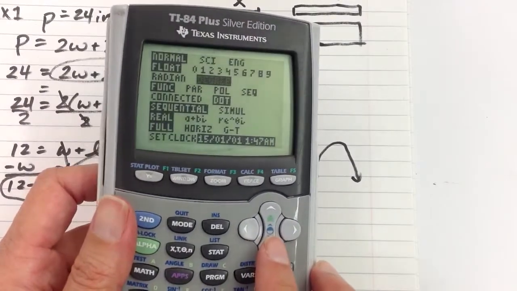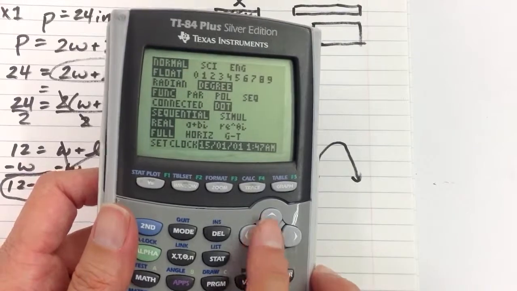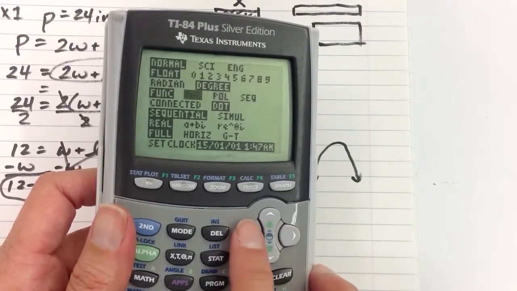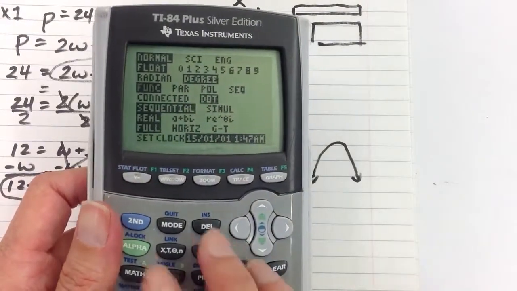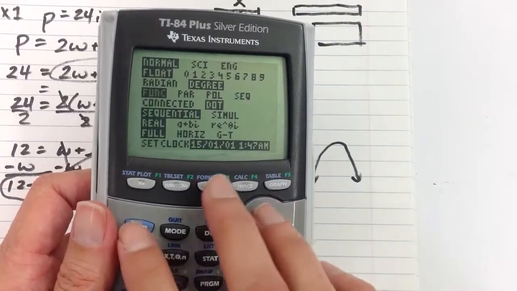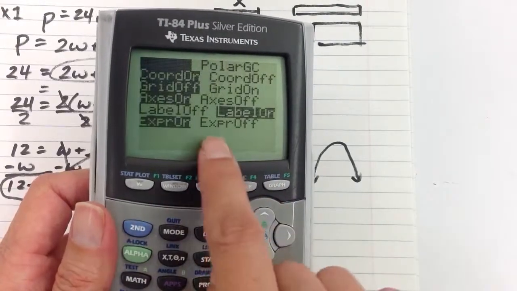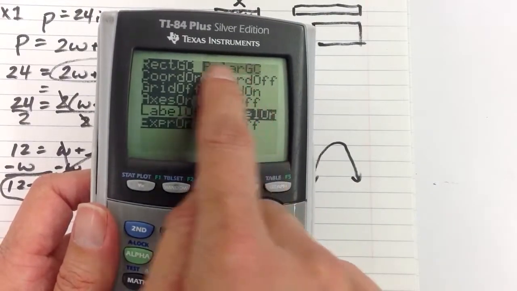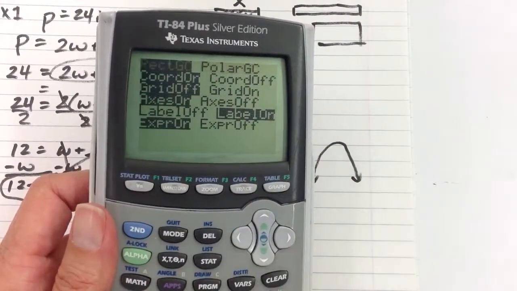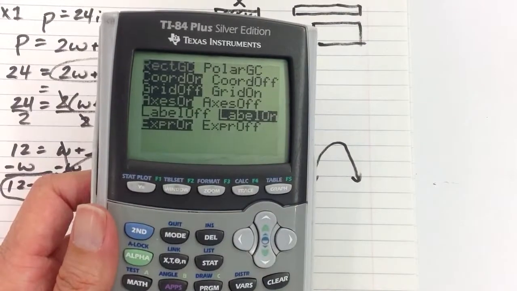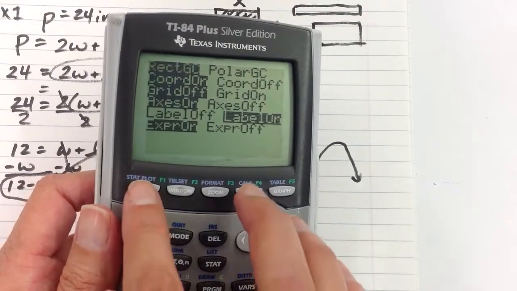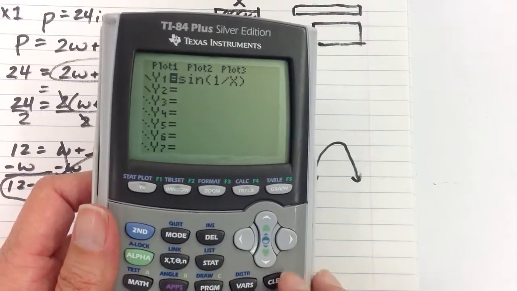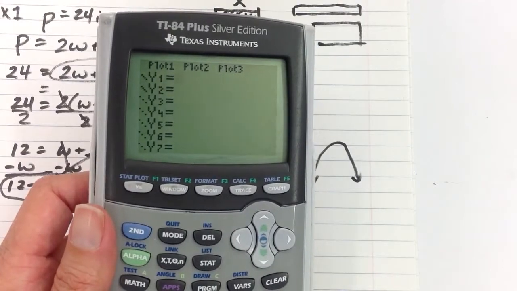Okay, so change out of radians, go to degrees, go to function, get out of polar, and then we have to change our zoom factor, so our format. So press second zoom to change, because a lot of you are still in polar mode, so we need to get over to rectangular mode. Once we do that, then we can go back and put in our equation here.